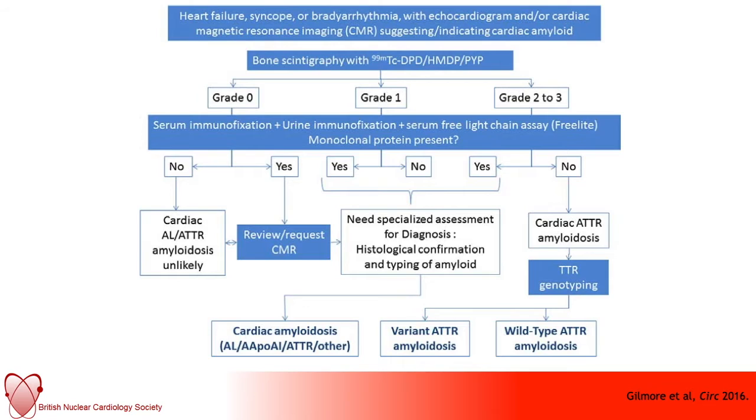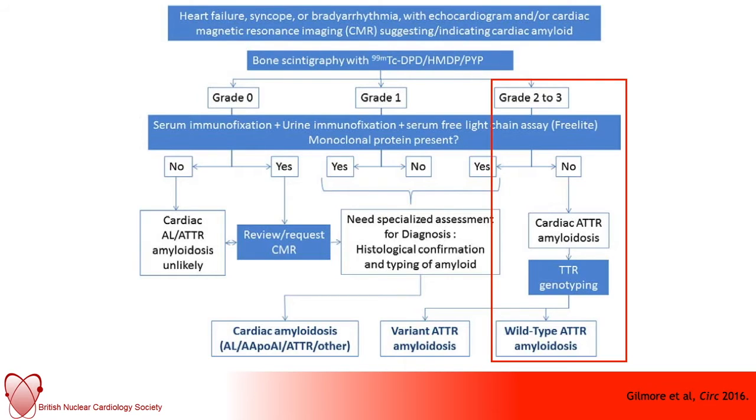This is part of the same article by the same group, but it's a fantastic flowchart for the diagnostic workup for patients with suspected cardiac amyloid, where based on the findings of their DPD scan or their HMDP scan, which is what's used in France, or the PYP scan, which is what's used in the US, you can then combine that with serum immunofixation, urine immunofixation, and the results of serum-free light chains, and essentially perform the non-invasive diagnosis of TTR cardiac amyloid.